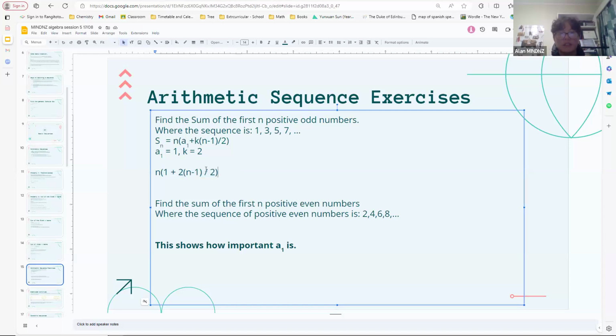But what's special about 2 times n minus 1 divided by 2? The 2's cancel. So it's just equal to n times 1 plus n minus 1, which is equal to n times n, which is equal to n squared. So now we found out that the sum of the first n positive odd numbers is equal to n squared.